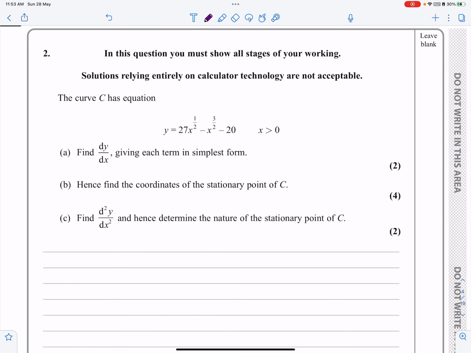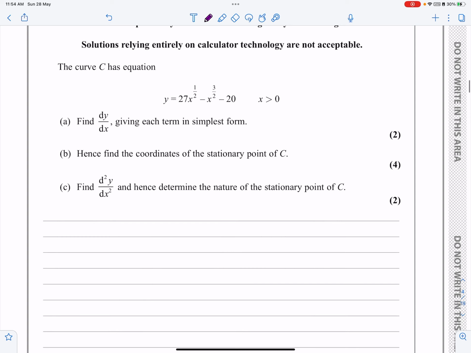Okay, this is question 2 of the January 2022 P2 paper. As you can see, it's differentiation leading to stationary points. Looks like a fairly straightforward one, so let's get started with it. It tells me y is equal to 27x to the half minus x to the 3 over 2 minus 20, where x is greater than 0.